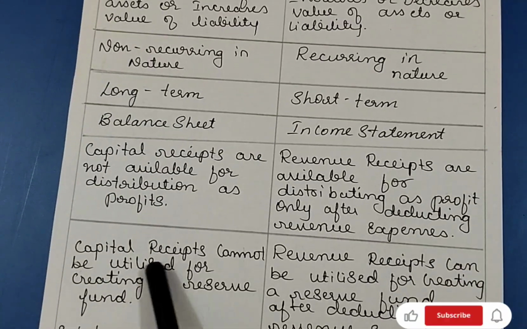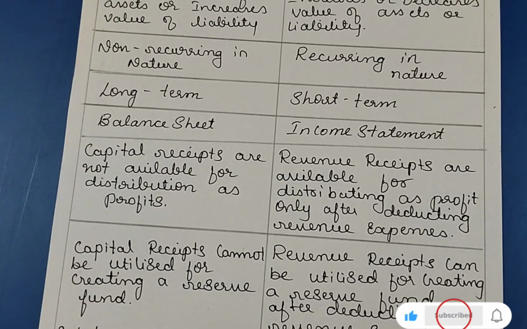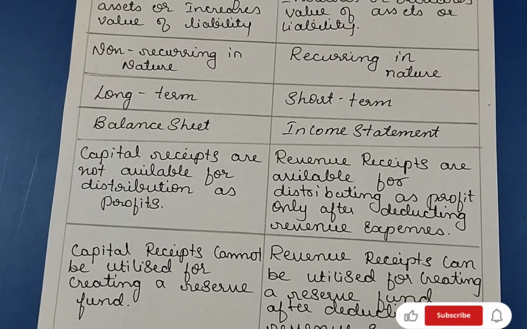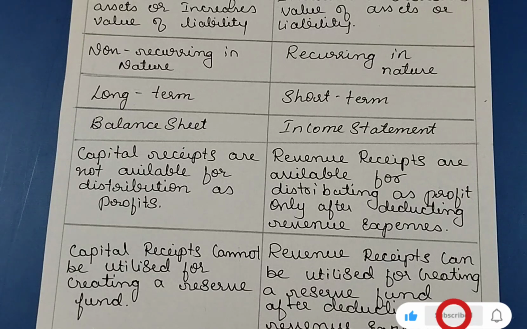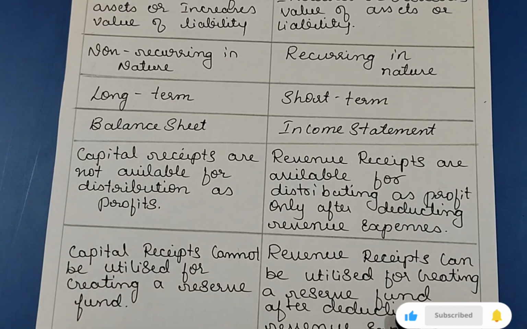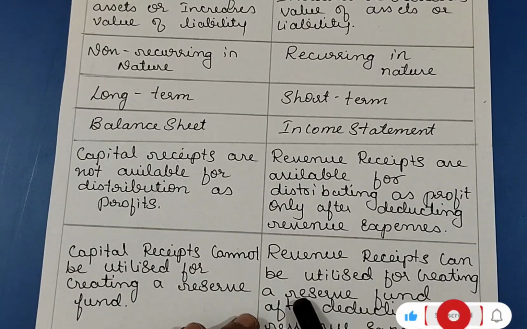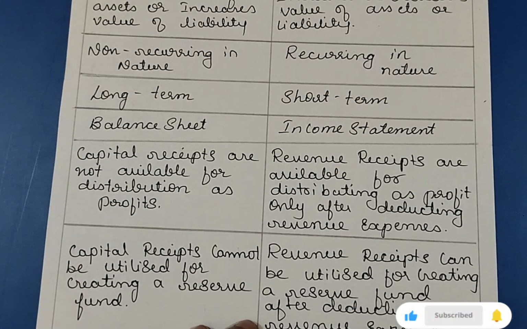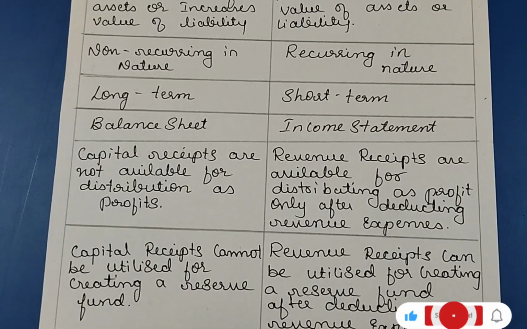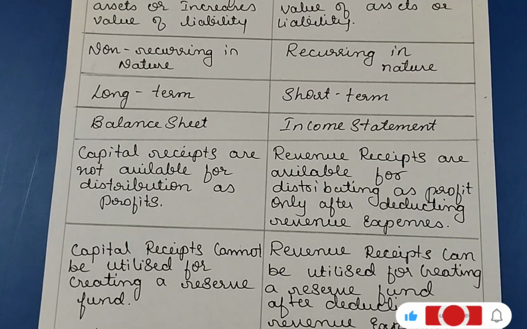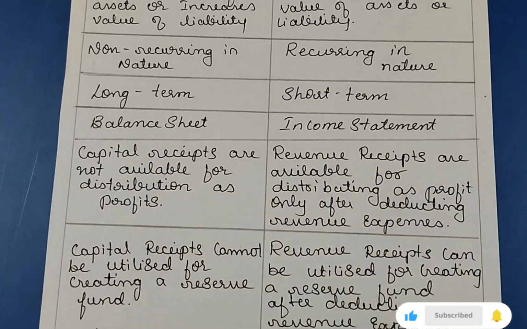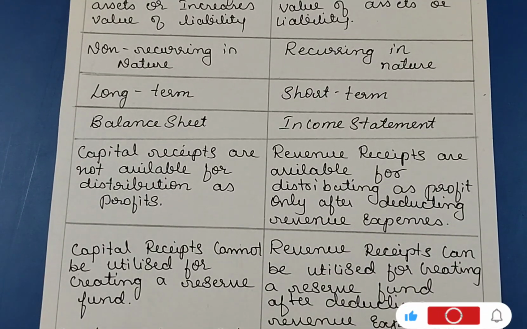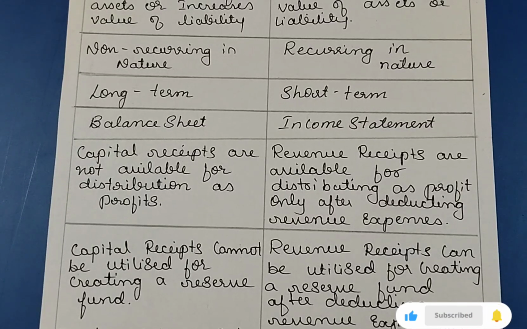Okay, so capital receipts cannot be utilized for creating a reserve fund also. After preparing your income statement, at the end a certain percentage of your profit will be kept for the reserves, right? So only the revenue receipts we are utilizing for creating the reserves, and that too only after deducting all the revenue expenses. Examples for capital receipts are loan taken or sale of fixed asset.